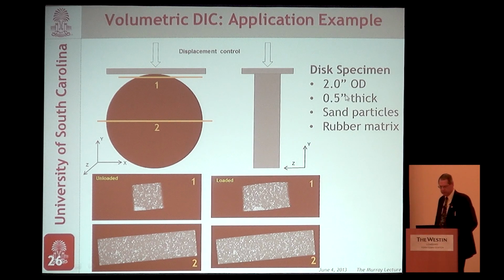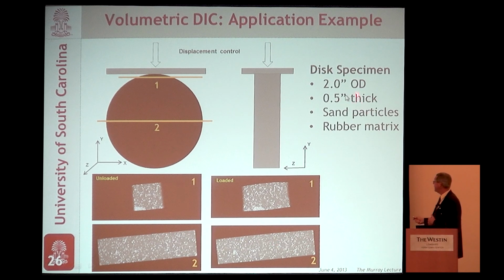We did this about a month or 2 ago at South Carolina. We have a disk that we put in compression. Here is one of the layers. Here it is unloaded. Here is that same layer after it's loaded. And you can see how it's been barreled and distorted due to the deformation in that region by the compression. Here is a layer down in the center. Before, you can see the speckle pattern that we're going to use embedded in there. And here it is slightly barreled and distorted again in the deformed state.